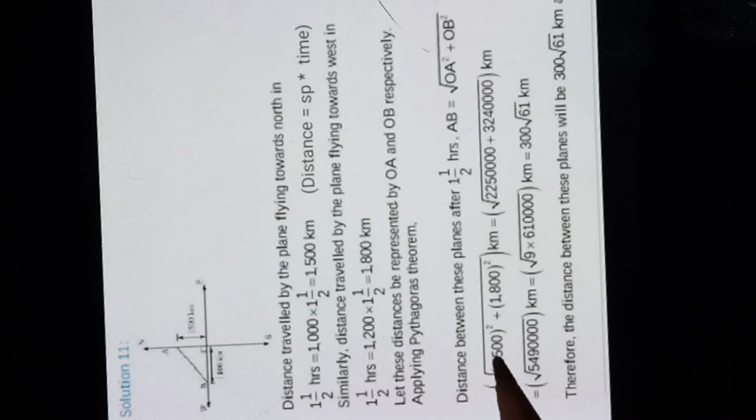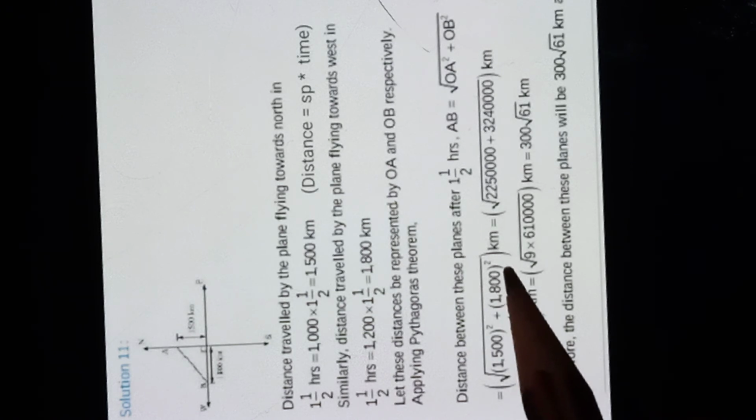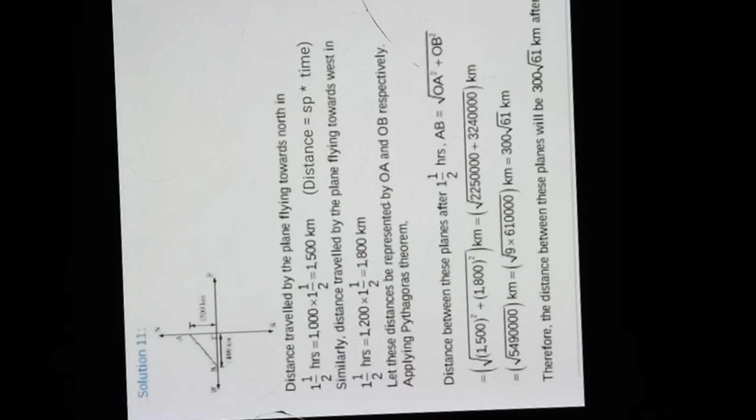Now we had to actually find this length, which is again the hypotenuse of your right angle triangle. So again we can apply Pythagoras theorem. We would say that this distance is under root of AO square plus OB square. Okay, so put the values, 1500 square plus 1800 square, work it out. It's coming out as 300 under root 61 kilometers. So the distance between the two planes after this time would be this much.